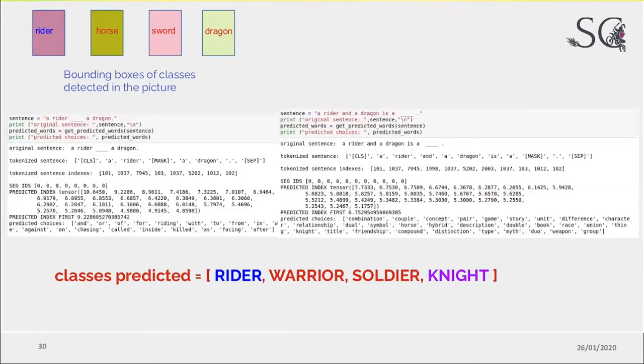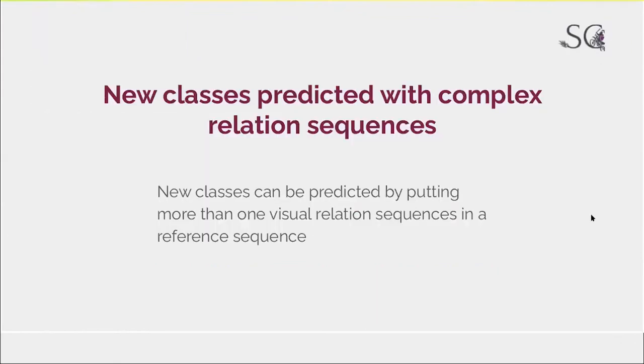And so on. And for dragon, we have a combination whose visual words are not in the ones we take into account, and the score is below 10. So the classes predicted are rider, warrior, soldier, and knight. So new classes can be predicted with complex relation sequences.